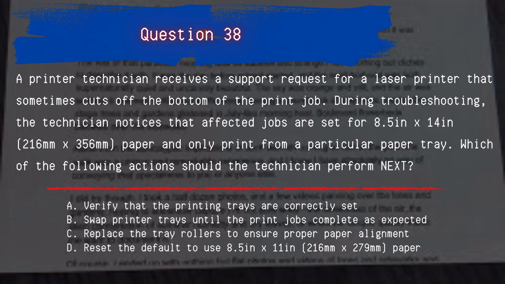A. Verify that the printing trays are correctly set. B. Swap printer trays until the print job completes as expected. C. Replace the tray roller to ensure proper paper alignment. Or D. Reset the default to use 8.5 by 11 inch paper.